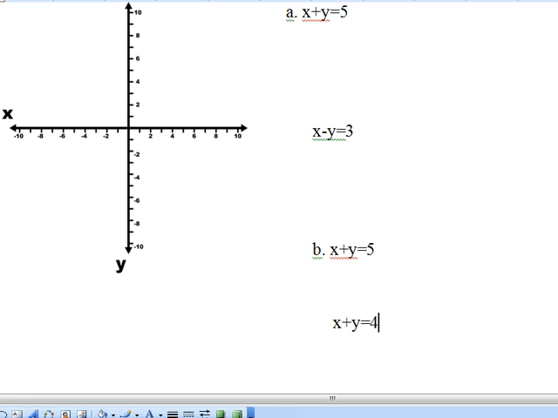Number 6. What are the coordinates for the break-even point? Okay, if you look at your graph there, you'll see that the break-even point is 30 cups and $3, or 30 and 3. That is the point where both lines intersect.